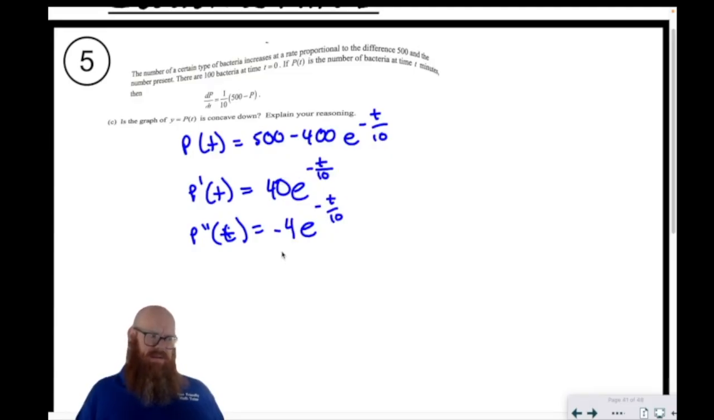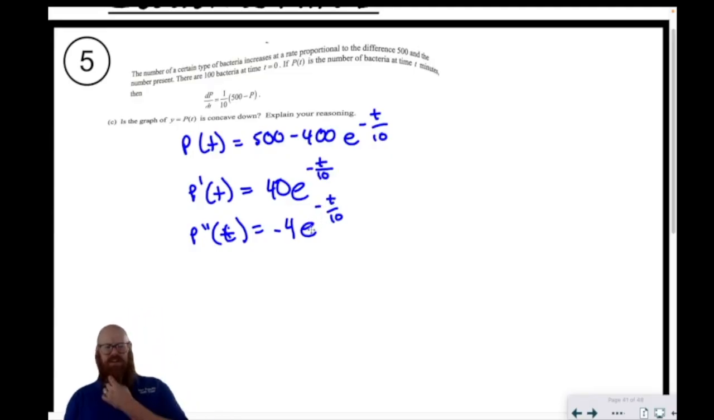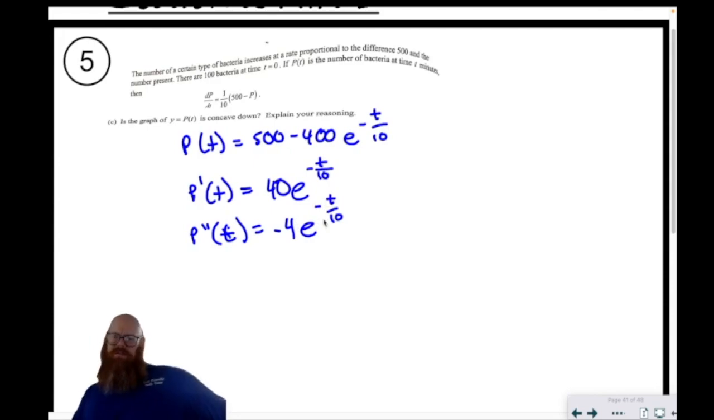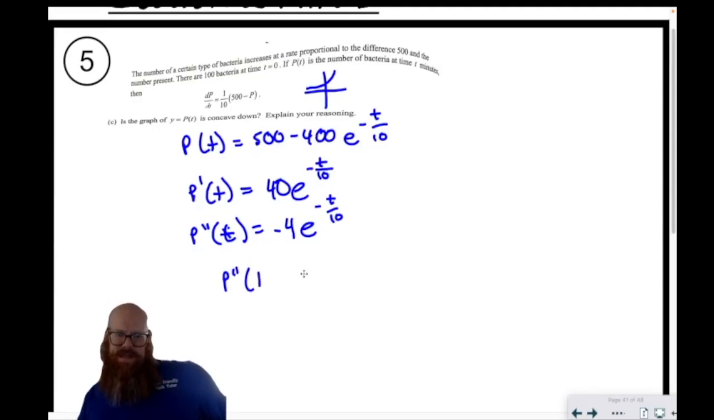And e to any power is positive. It doesn't matter that it's a negative exponent. It's just a fraction. So this is always positive. Because again, in the last problem we saw, when we look at the graph of e, it looks like that. And a positive times negative 4 will always be negative. So p double prime of t is always less than 0, which means it is always concave down.